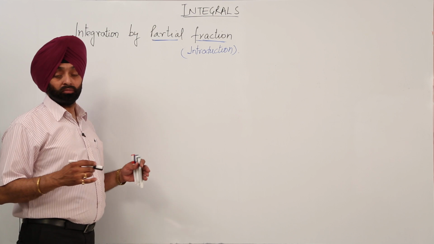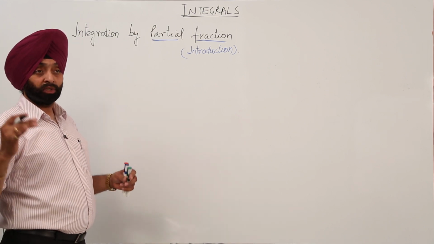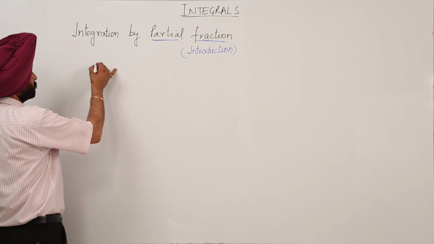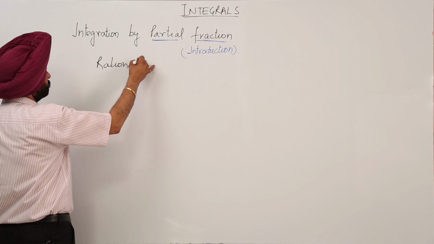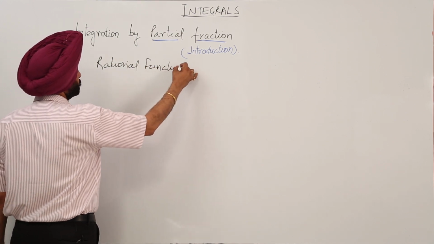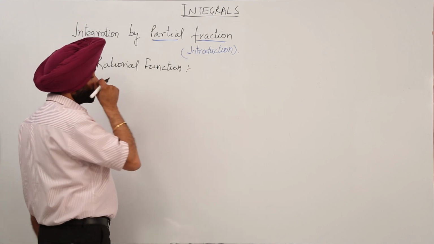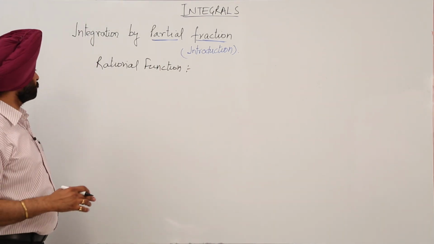Now before discussing the partial fraction, let's discuss 2-3 terms. Number one is a rational function. What exactly is a rational function? Then after rational function we have two types of rational functions. One is proper rational function and then improper rational function.